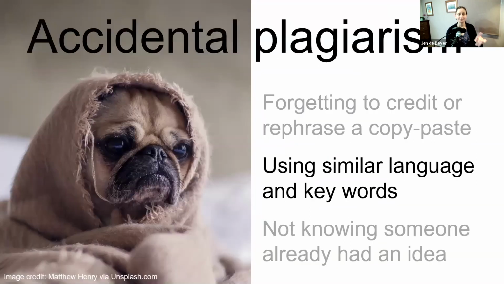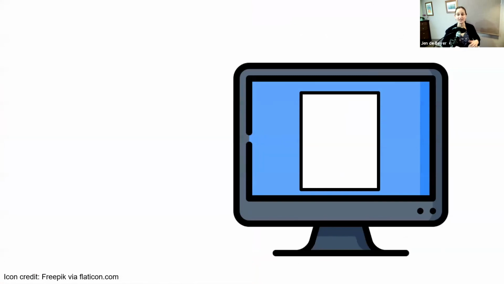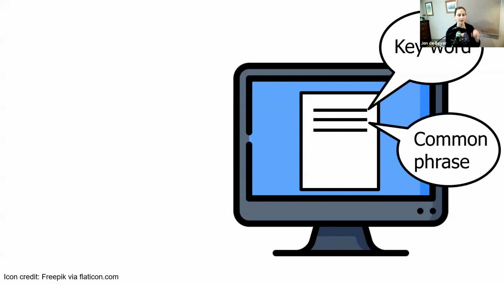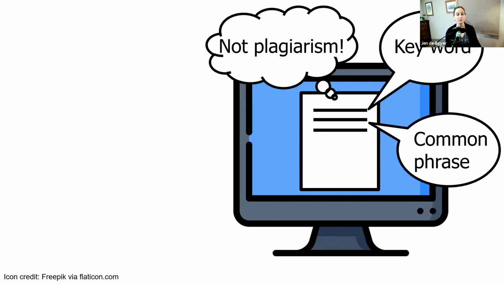So using similar language and keywords, this is the big one that folks worry about. They are really, really worried that if they're writing, that they are going to use the same language as somebody else and that will mean plagiarism, right? If you write from scratch, you will definitely use the same keywords and common phrases as the literature. That is okay. You are using your field's vocabulary and set phrases. That is not plagiarism. That is good academic writing. You are doing the right thing.